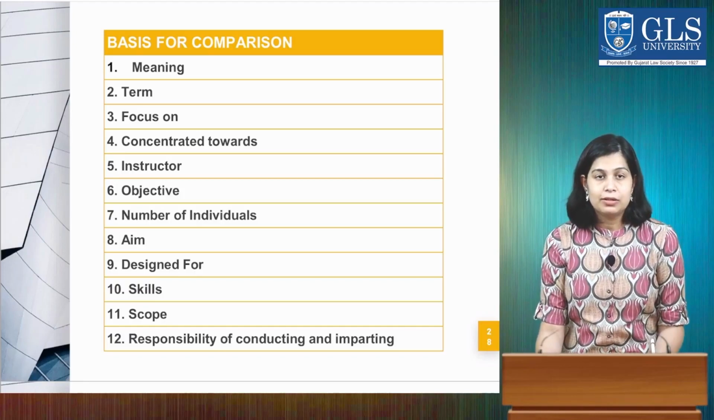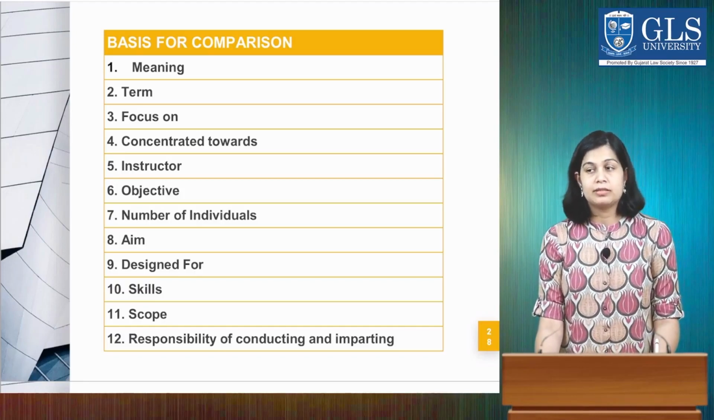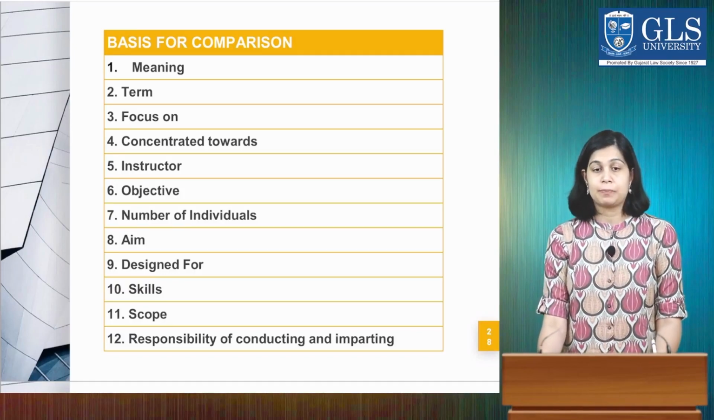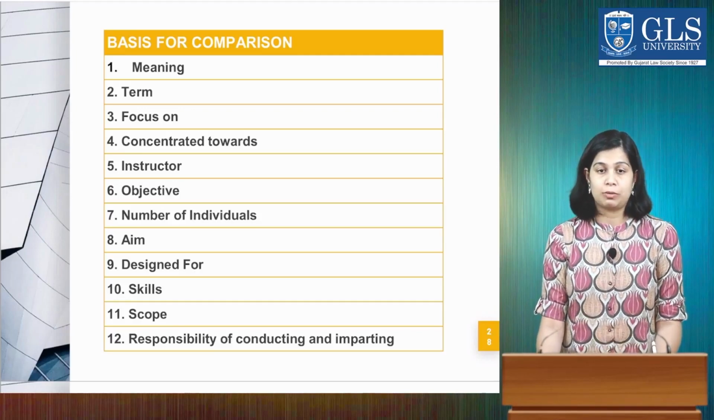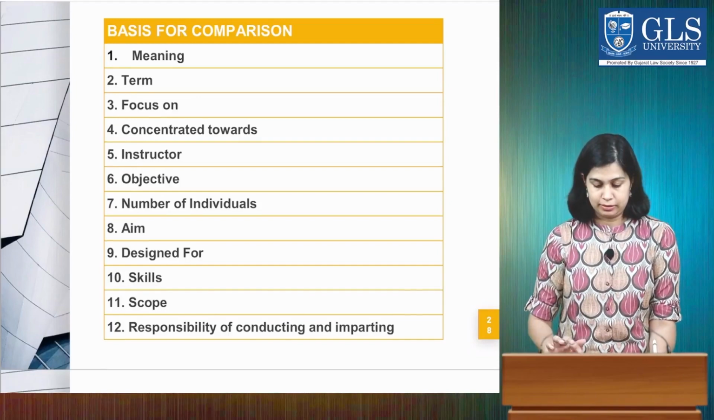So we have seen all these bases of comparison: objective, number of individuals, aim, designed for, skills, what kind of skills are imparted through training and development, scope, and finally, who is responsible for conducting and imparting training and development.